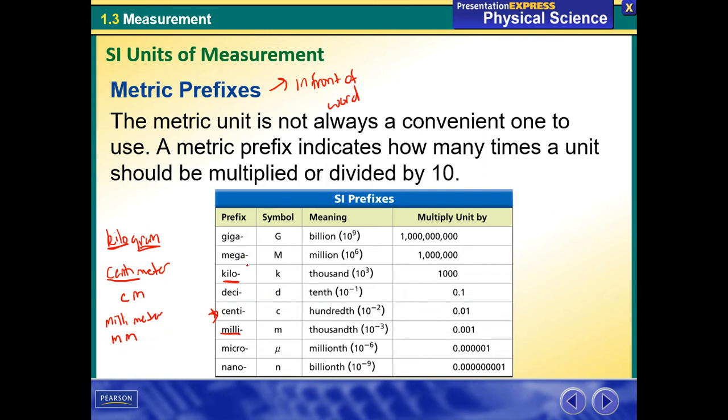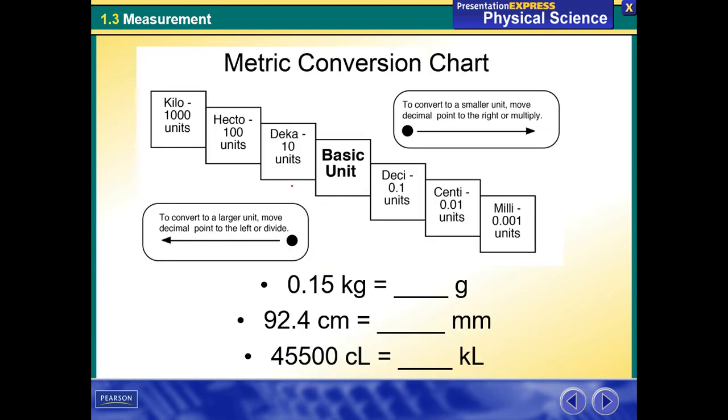Please note that prefixes have to have more than one letter to be a prefix. These always have to be combined with something. So this is something that I put on your guys' homework. You're going to see it. This is a metric conversion chart of some common prefixes.